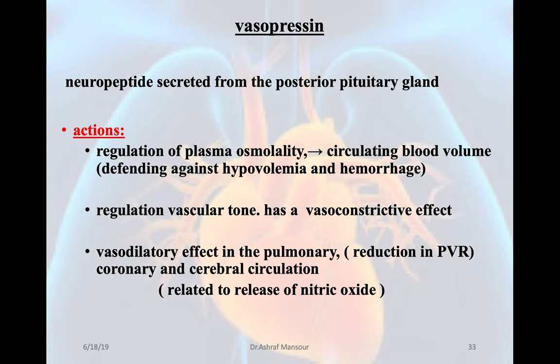Vasopressin is a neuropeptide secreted from the posterior pituitary gland. Its action is through the regulation of plasma osmolarity, so it will affect the circulating blood volume, defending against hypovolemia and against hemorrhage. It regulates vascular tone and has a vasoconstrictive effect. It has a vasodilatory effect in pulmonary vessels, so it decreases pulmonary vascular resistance, and in coronary and cerebral circulation. It has some relation to the release of nitric oxide. So vasopressin is one of the important vasopressor drugs used in hypotension, especially if associated with pulmonary hypertension and cyanosis.